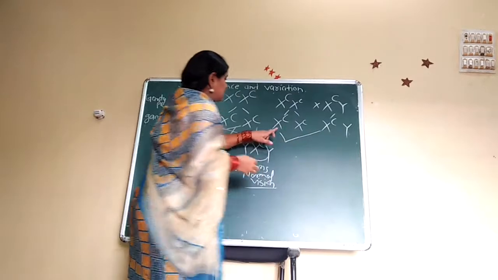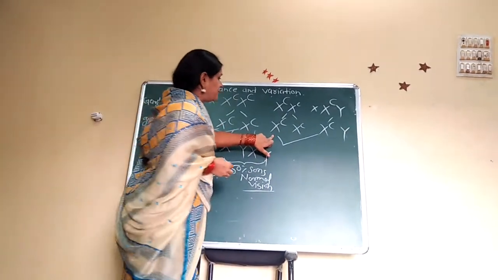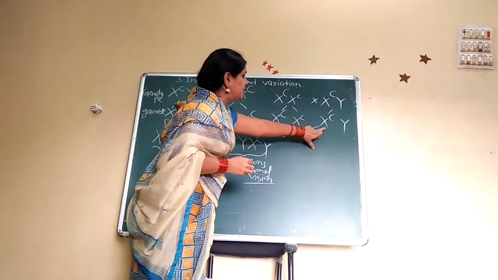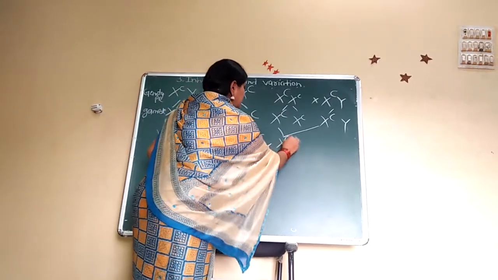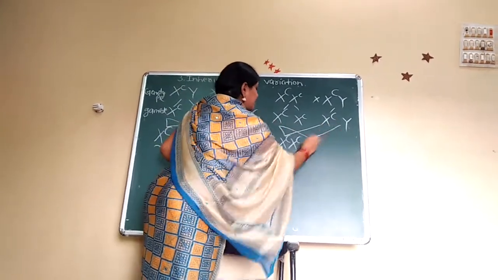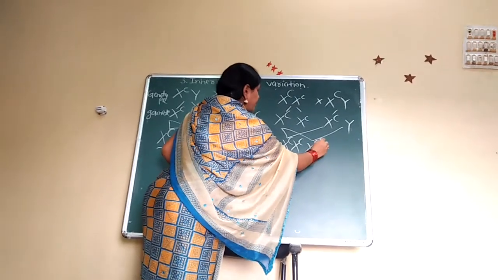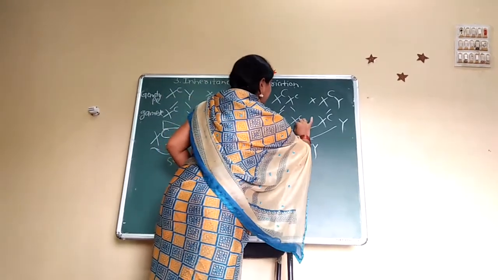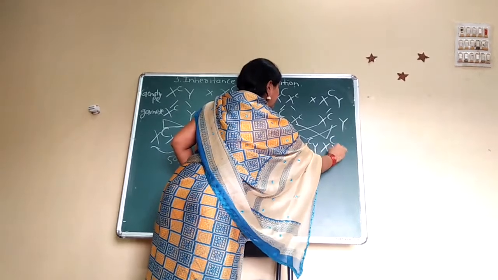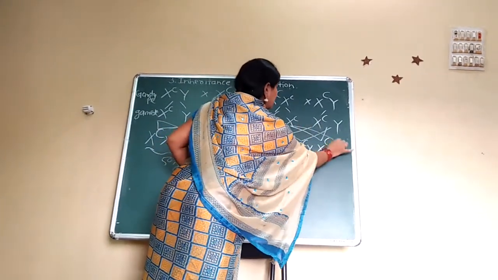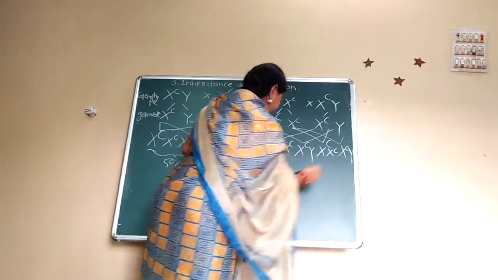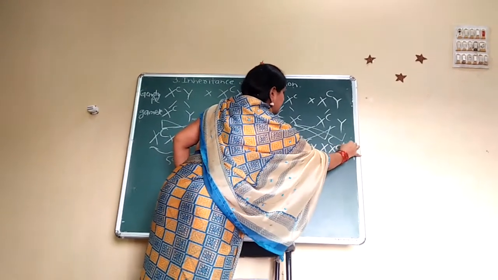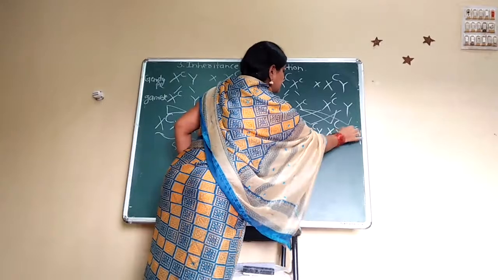Then when the gametes fuse with each other, this X capital C will fuse with this X capital C. Then this X capital C fuses with Y. Then this X capital C and X small c, then this X small c and Y. This is the small c, and right here the other color, the small c.